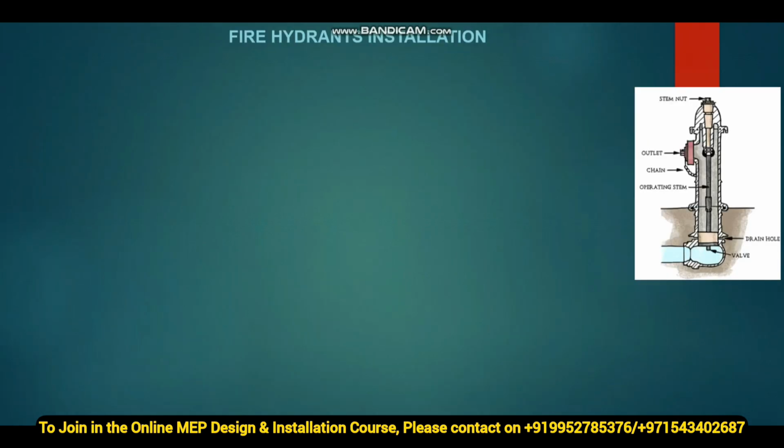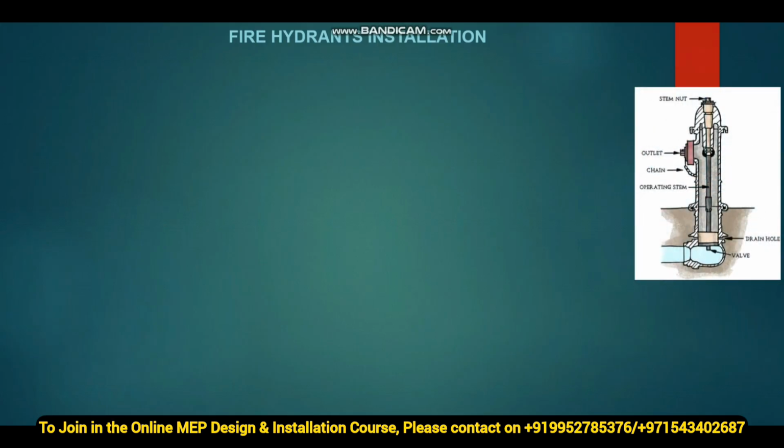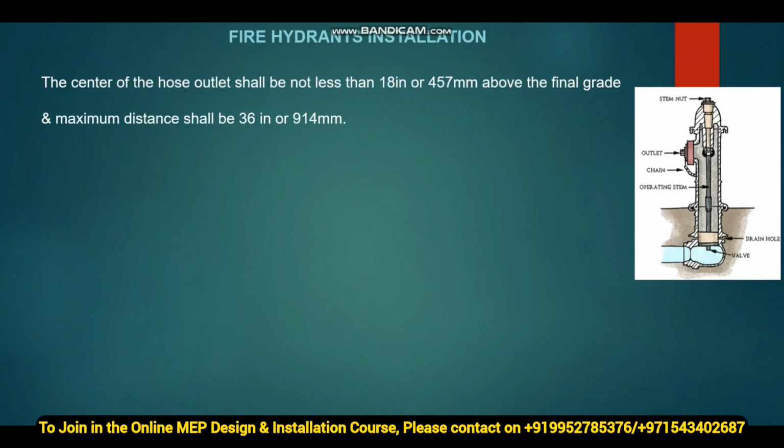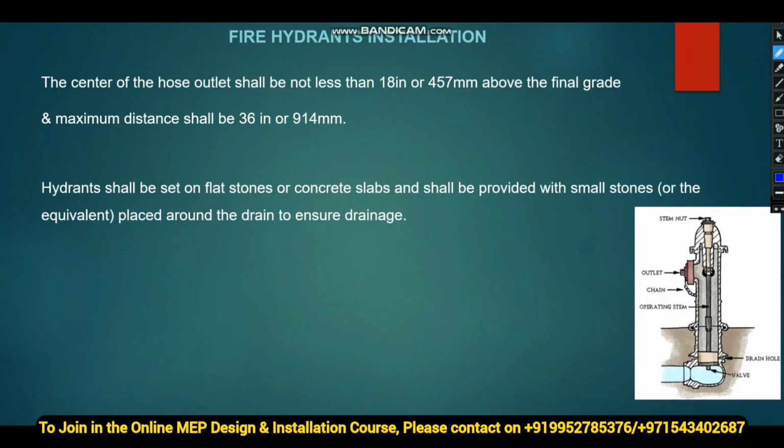Coming to the next important installation requirement of the fire hydrant, we have to make sure that the installation is done in such a way that the center of the hose outlet shall not be less than 18 inch or 457 mm above the finished grade level. This is the finished grade level. From here we have to make sure that the center of the hose outlet is minimum 18 inch and maximum 36 inch. The hydrant shall be set on a flat stone or concrete slab as a base for the hydrant installation, and it shall be provided with small stones around the drain to ensure drainage.